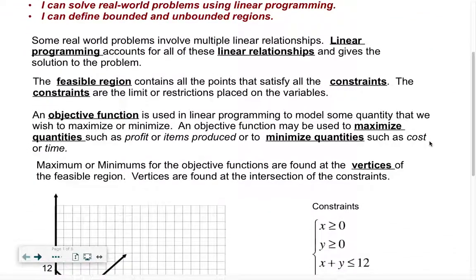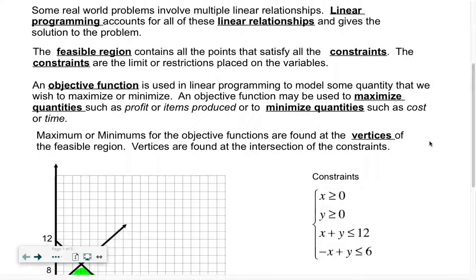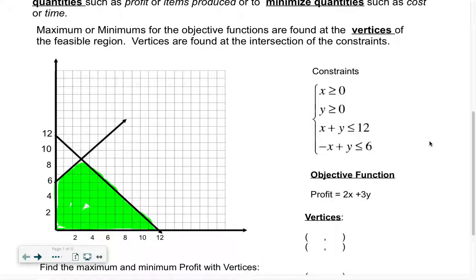All right. So sometimes we have a couple of constraints. When we have more than our usual shading, like we did last time, when we have two lines, we kind of use what's called linear programming. It's kind of more for real-world problems than just math problems. When we talk about feasible region, that's all the points that satisfy the constraints. Constraints are parameters, I guess you could say. So this green stuff right here is our feasible region. It's the stuff that works. Okay.